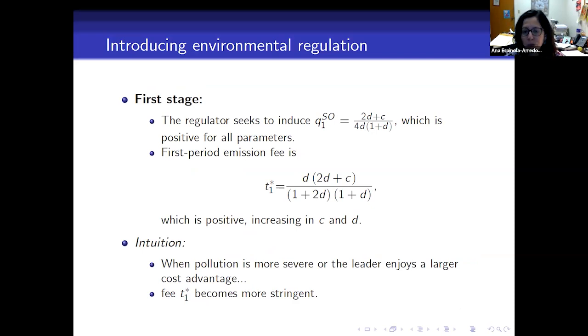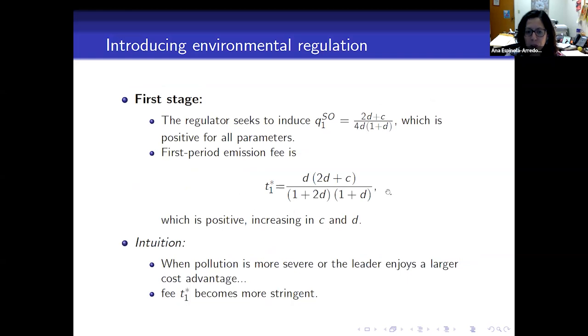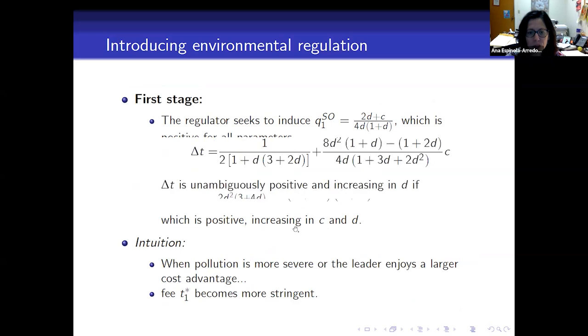All right, so then similar to the second stage, the regulator will identify the socially optimal amount. You can see that it's positive for all parameter values, the one that I am now highlighting. And with this socially optimal amount, we make it equal to Lemma 3, to the output level produced by the leader, and solve for T1, and we are able to obtain the first period emission fee, which is unambiguously positive. It increases in C, so as the leader becomes more efficient, it faces more stringent emission fees, and it's also increasing in D, so as environmental damage becomes more intense, then the leader will face higher emission fees.